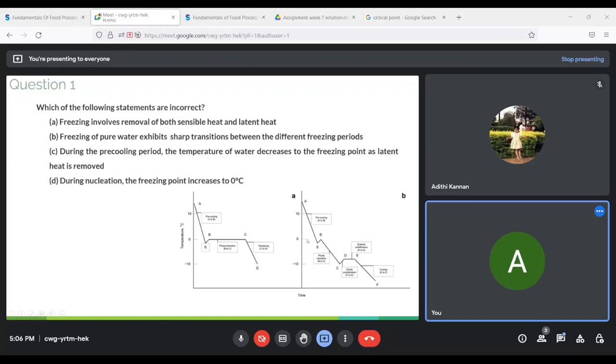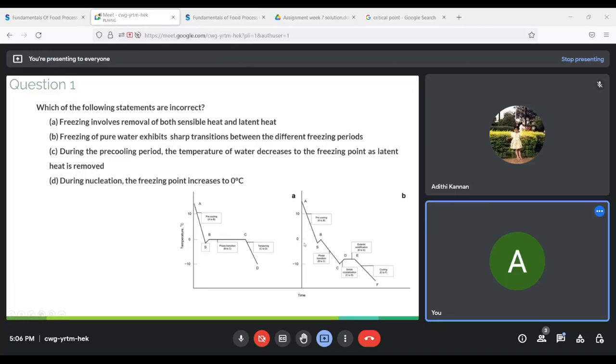When you compare panel A and panel B, you can see that A, which corresponds to that of pure water, is much sharper, whereas in case of B, you can see multiple transitions, or it is in fact much smoother in case of a food product. So B is also correct. Why is it much smoother in case of a food product? Because of the major difference you can see from B to C. Although in A to B both of them involve sensible heat removal, from B to C the temperature is pretty constant because you're dealing with pure water here.